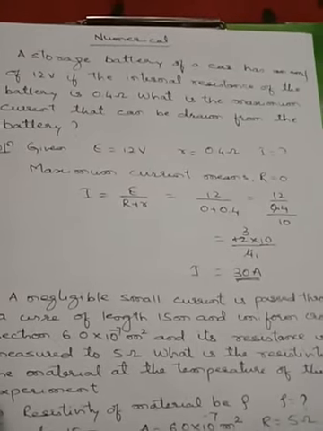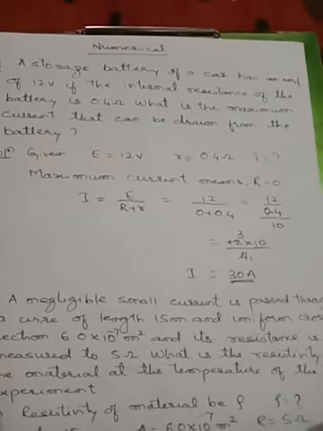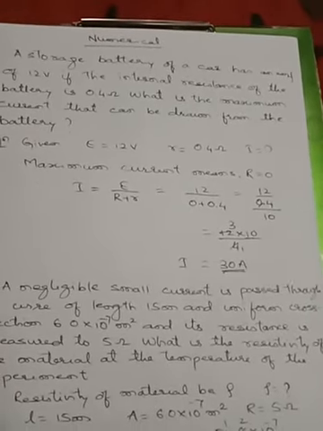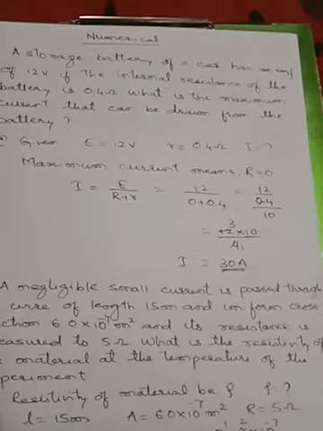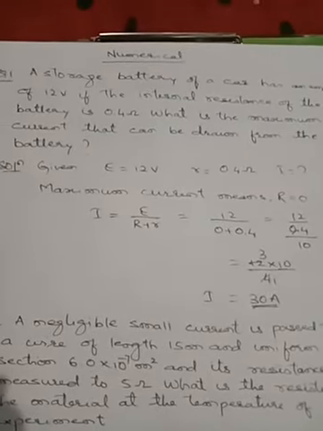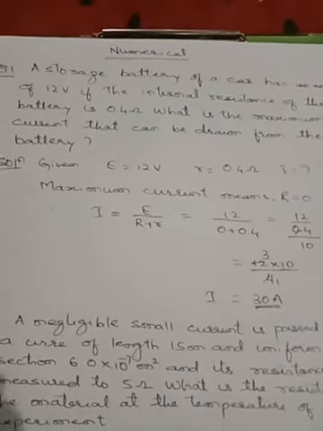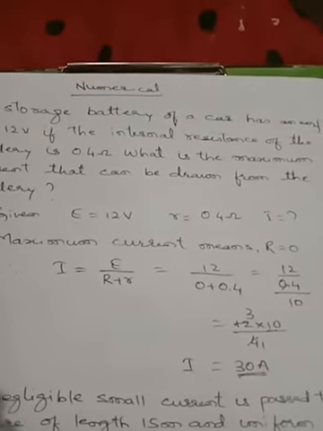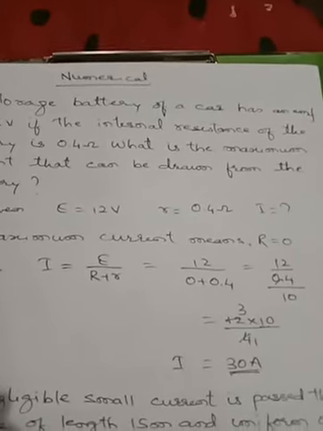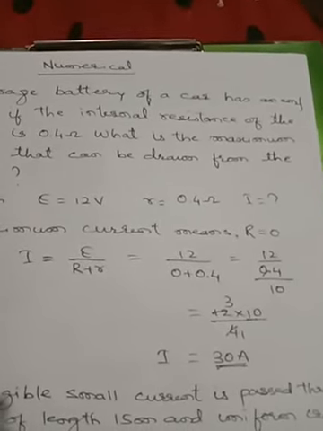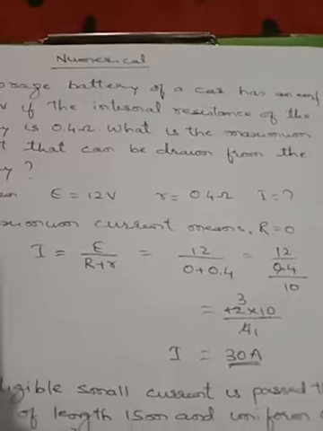Now see, in the first video we have seen all the formulas of current electricity. Now in the second video we will start with the numerical problems. So in the first numerical problem, it is given that a storage battery of a car has an EMF of 12 volt, if the internal resistance of the battery is 0.4 ohm. What is the maximum current that can be drawn from the battery?